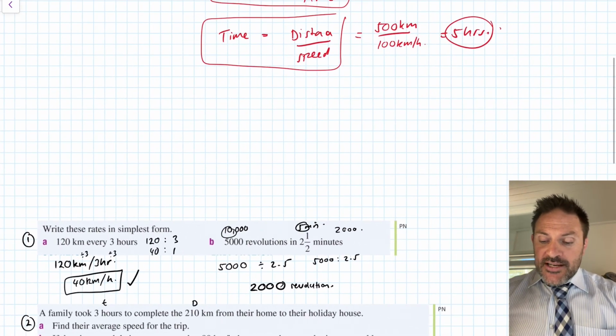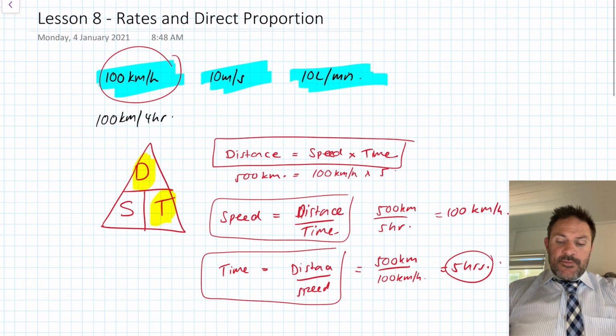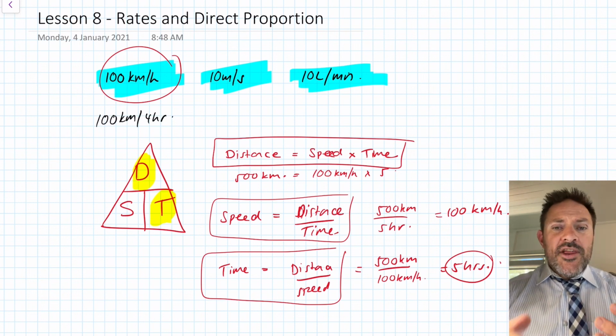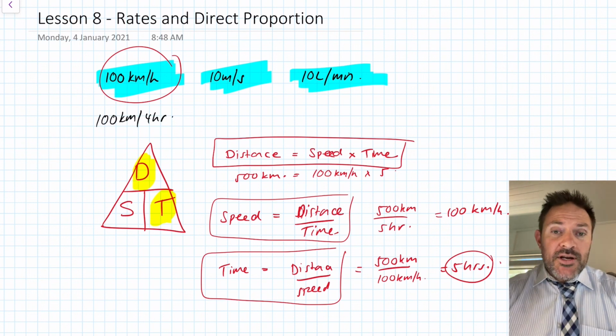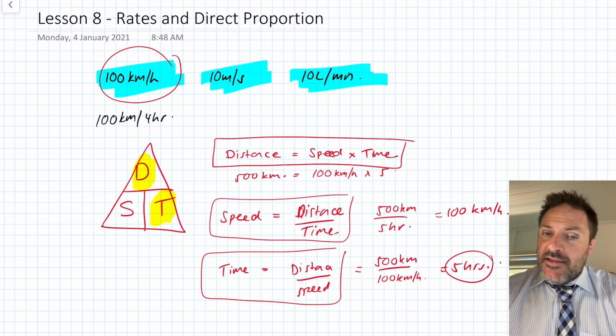Okay, look, guys, I know it's a little bit wishy-washy here sometimes with rates, and it's quite wordy questions. They're those working mathematical questions. Have a crack in your book about this because there are lots of good questions there.